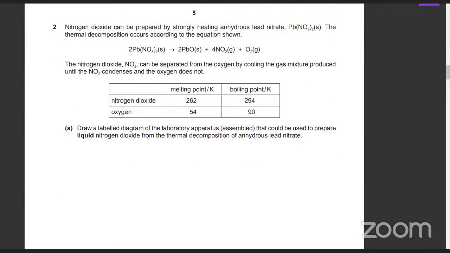The next question is lead nitrate. We'll try to do this one quickly. Lead nitrate decomposes, producing NO2 and O2. The nitrogen oxides can be separated from the oxygen by cooling the gas mixture produced. NO2 condenses and oxygen does not. Okay, fine. Draw a labelled diagram of the laboratory apparatus that could be used to prepare liquid nitrogen dioxide from the thermal decomposition. So when does it really condense? At what temperature?